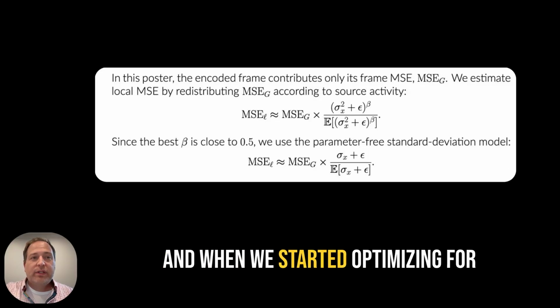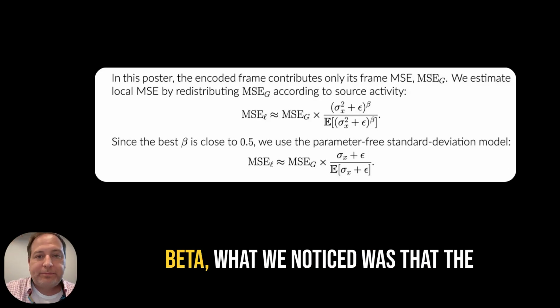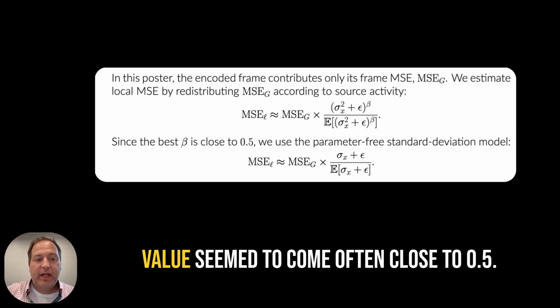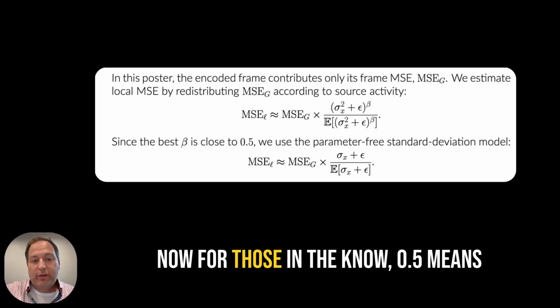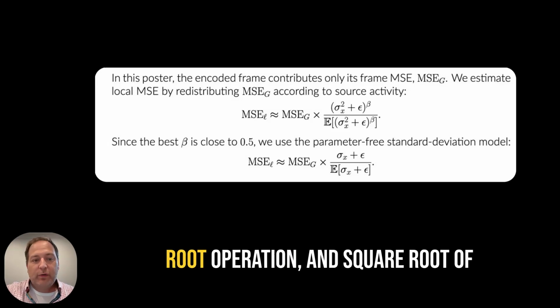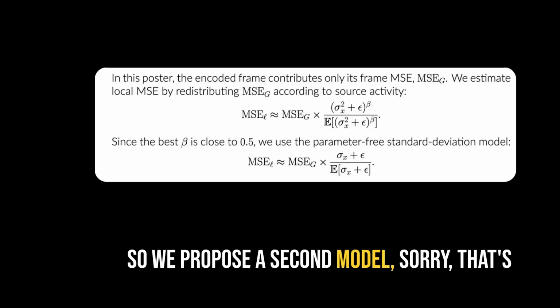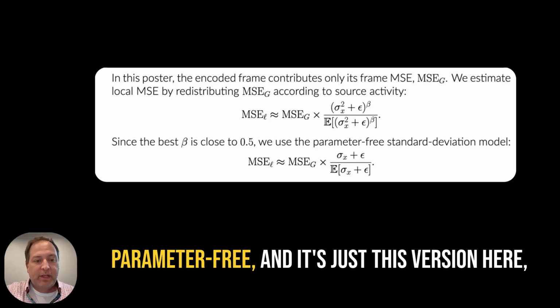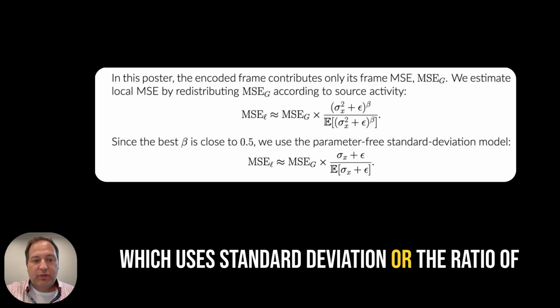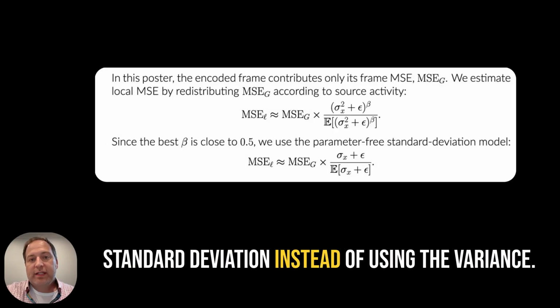And when we started optimizing for beta, what we noticed was that the value seemed to come often close to 0.5. Now, for those in the know, 0.5 means that this gives you a square root operation, and square root of variance is actually standard deviation. So we propose a second model that's parameter free, which is this version here, which uses the ratio of standard deviation instead of using the variance.